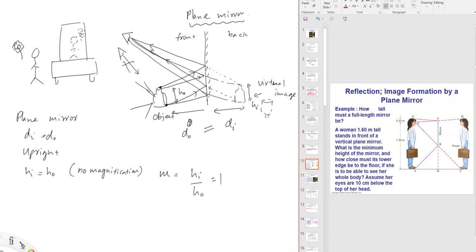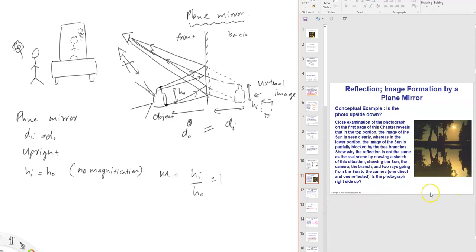So I'll give you the answer. The mirror must be 80 centimeters high. The length of the mirror has to be 80 centimeters with its bottom edge 75 centimeters off the floor. So over here should be 75 centimeters above the ground. Okay, so that's for you to work on.